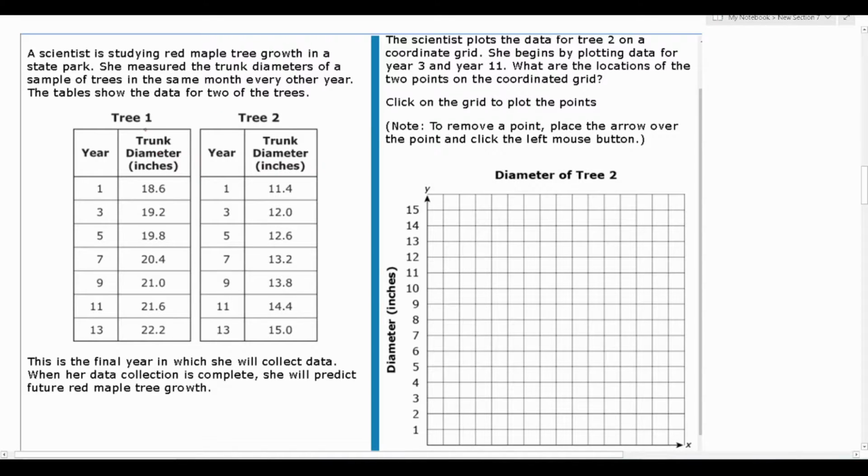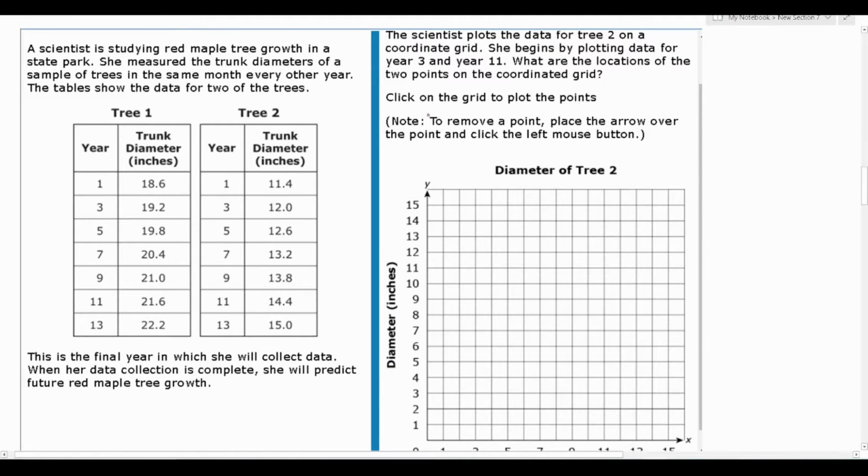Okay, so we can see we have tree 1 from year 1 to 13, and she recorded its diameter. We have tree 2 every other year, as well as the diameter of its trunk. Additionally, we're told this is the final year in which she will collect data. When her data collection is complete, she will predict further red maple tree growth. Okay?